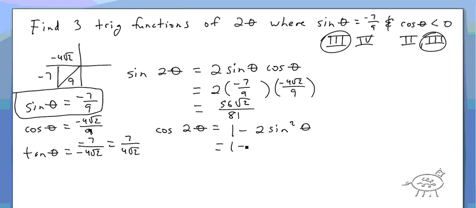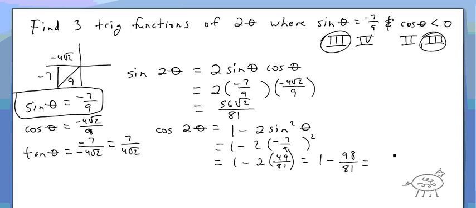So that's equal to 1 minus 2, and sine of theta is negative 7 over 9 squared. So that's 1 minus 2 times 49 over 81, or 1 minus 98 over 81, or negative 17 over 81. So that is cosine of 2 theta.